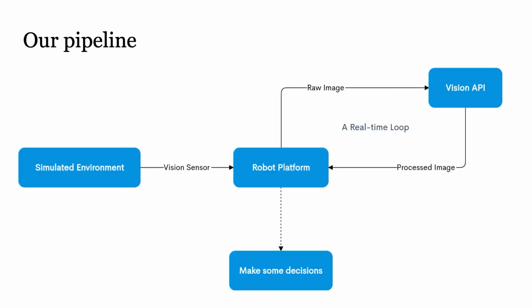This is an overview of our general pipeline of testing a vision task. The robot arm uses a vision sensor attached to its end effector to capture the environment information. Then, the robot platform communicates with the Vision API in real time for image processing tasks. Our first vision task is to take a stable panorama.